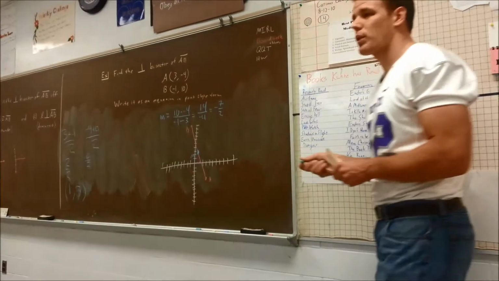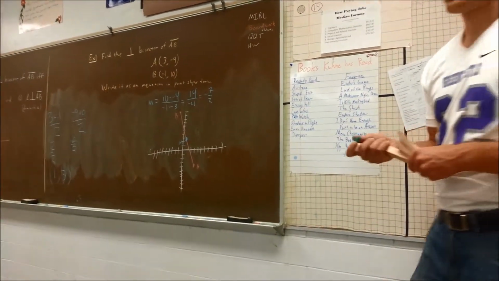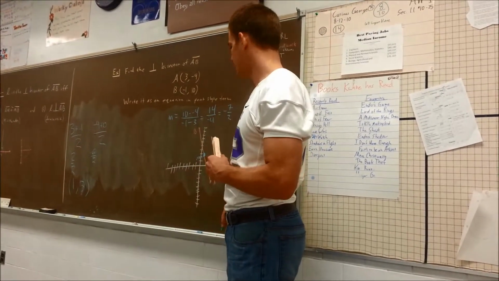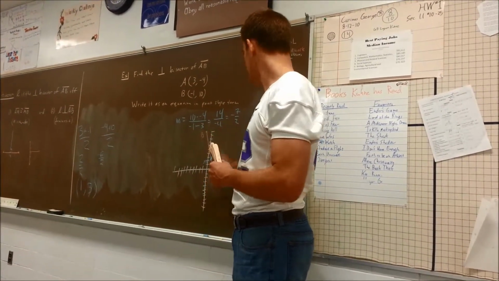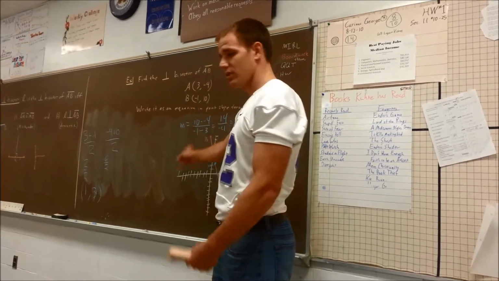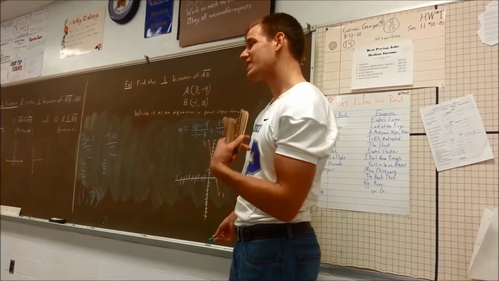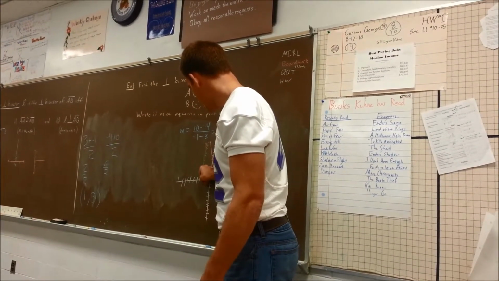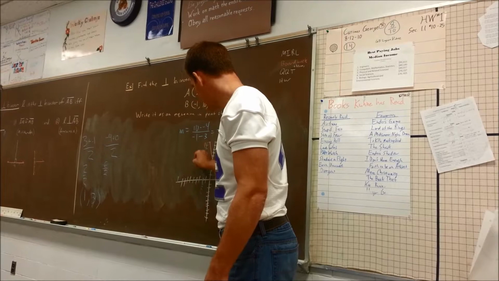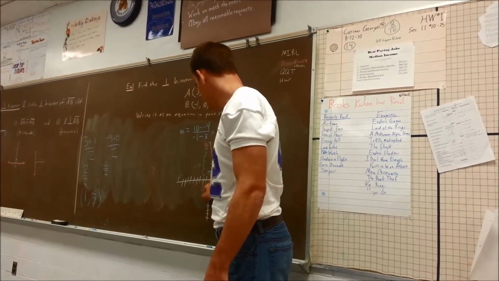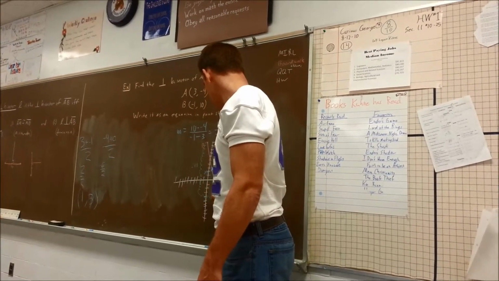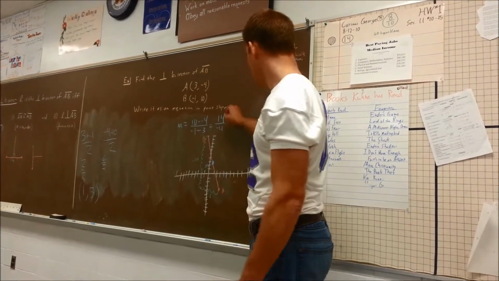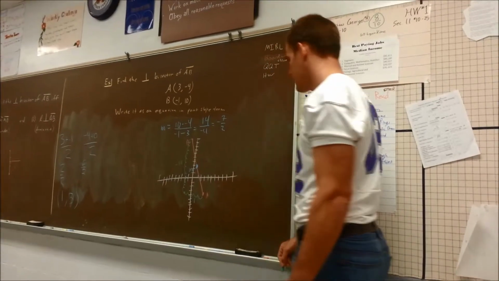Now, for it to be perpendicular, what we have to do here is find the slope of a perpendicular line. Well, we know the slope of this one is negative 7 over 2. We could do the formula, or we could also just count. 1, 2, 3, 4, 5, 6, 7, 8, 9, 10, 11, 12, 13, 14. 14 down. And then 1, 2, 3, 4 over. So the slope was 14 over 4, negative 7 over 2.